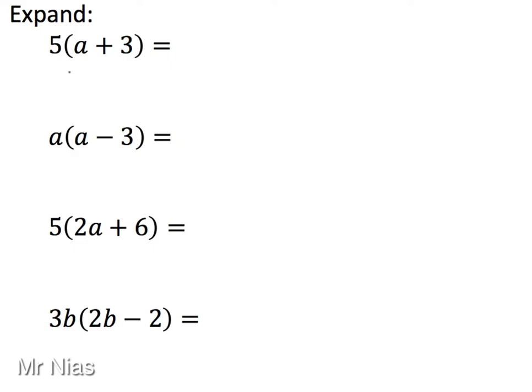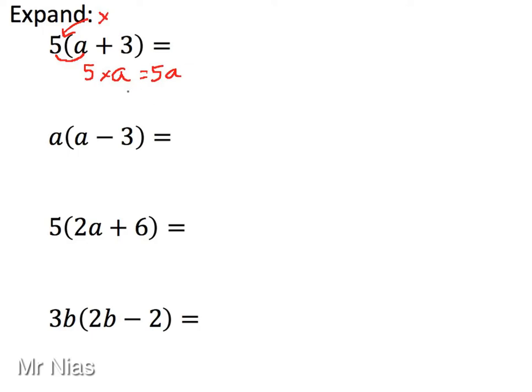Now, remember what we said about expanding? We said that hidden in here, just in between the 5 and the bracket, is a times sign, isn't it? Because we're timesing all of this bracket by the 5. And so I want to times everything in the bracket by that 5. So first of all, we're going to do 5 times the first thing in the bracket, which is a. So 5 times a is 5a.